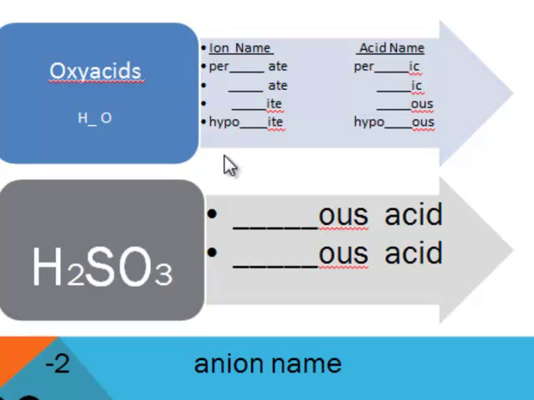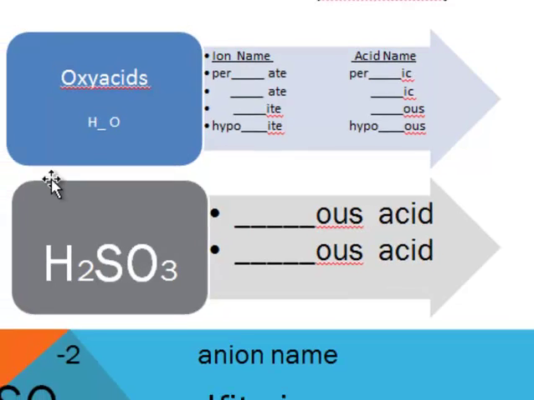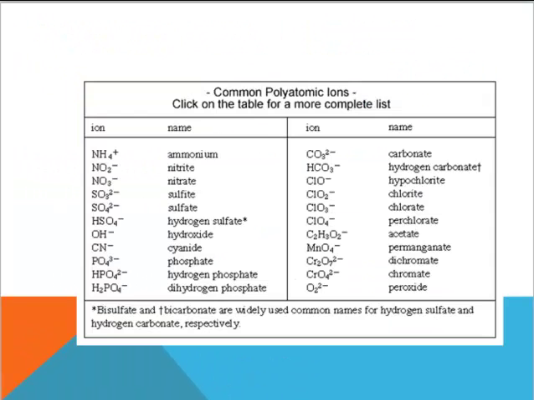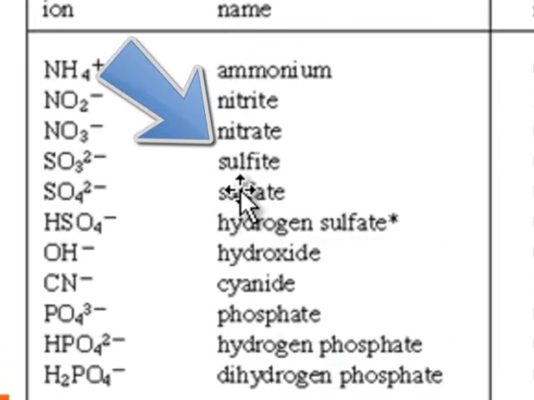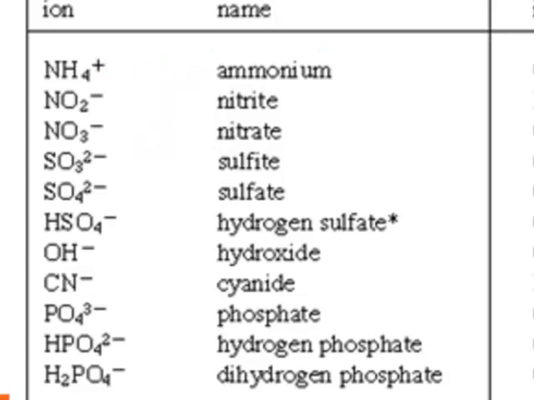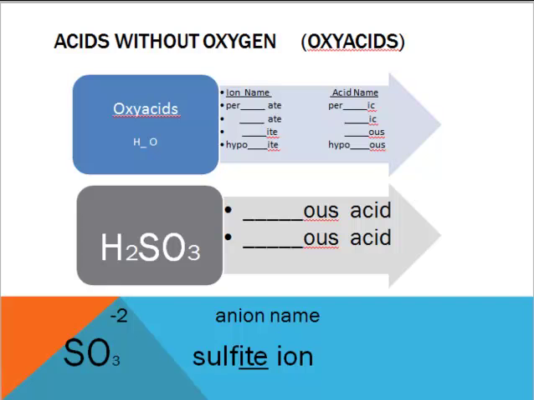If I know the name of the anion, the negative ion, I then move to the right on this chart and I find out the name of the acid. So let's try one. I need to know what SO3 is called. Well, if I go back to my polyatomic ion chart, SO3 is called sulfite. If you look here, SO3 I've typed is called sulfite. The anion, the negative ion's name is sulfite.